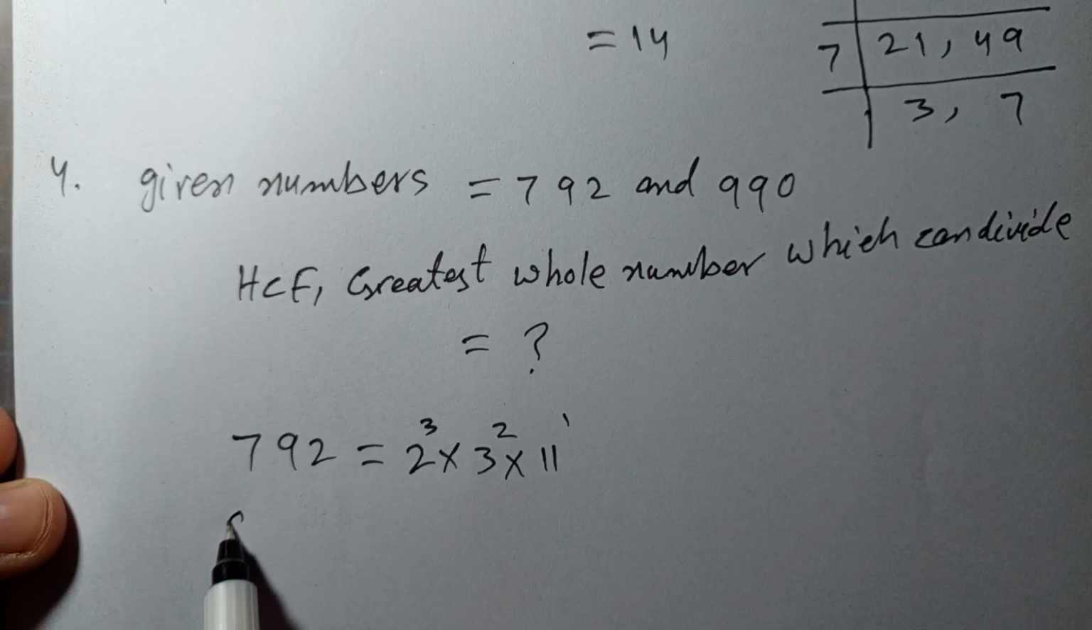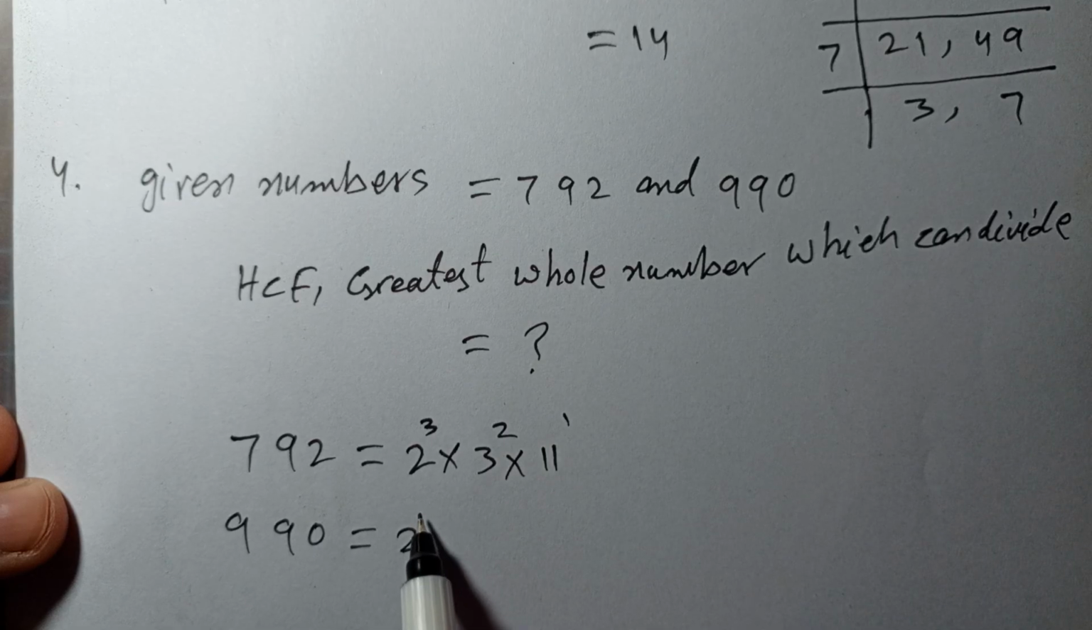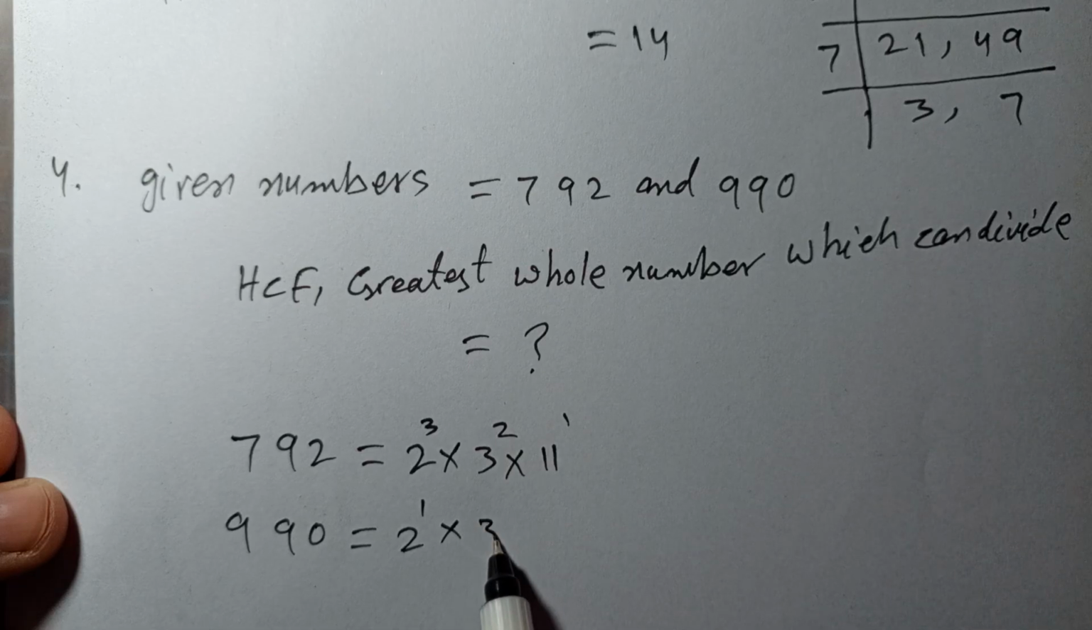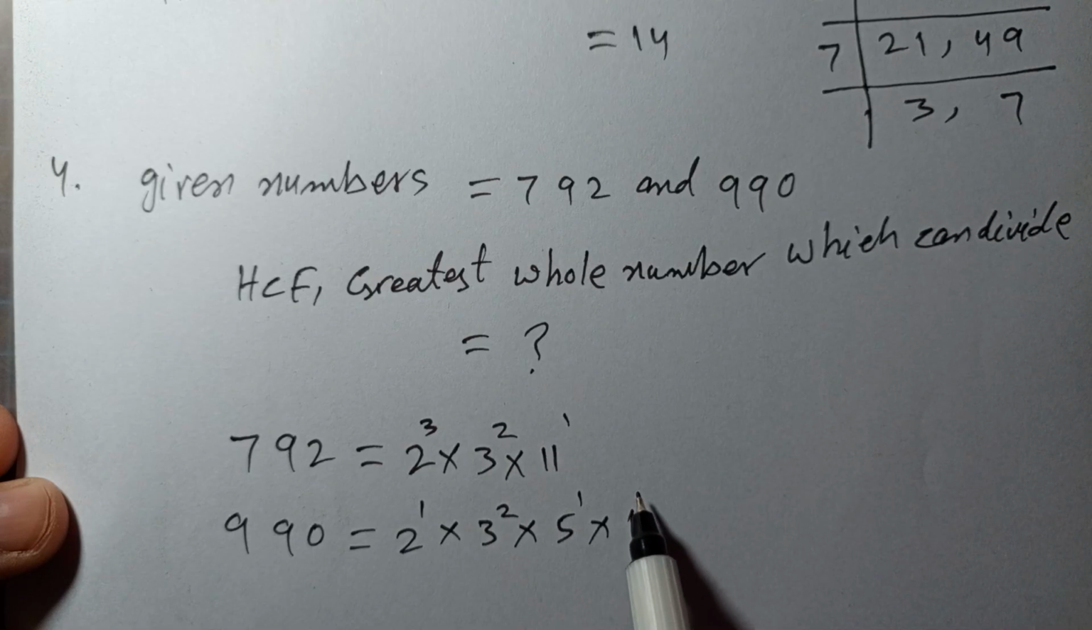Now 990, the product of its prime factors is 2 raised to power 1 and 3 raised to power 2, then 5 raised to power 1, then 11 raised to power 1.